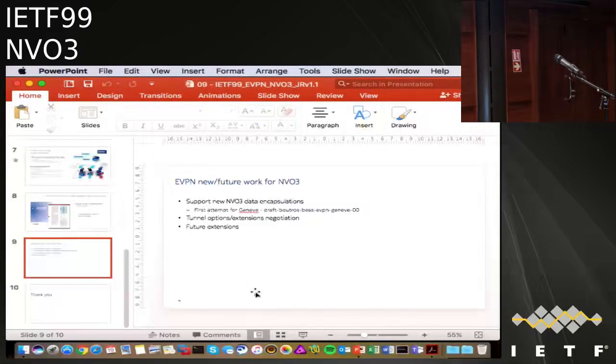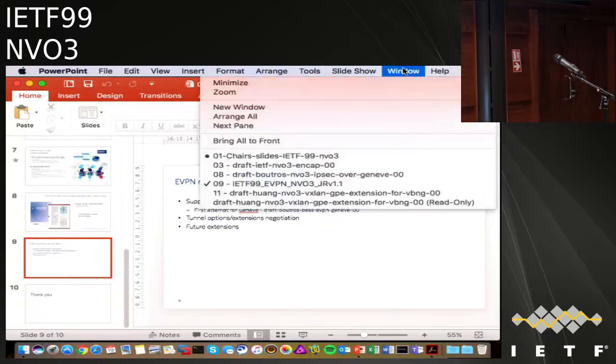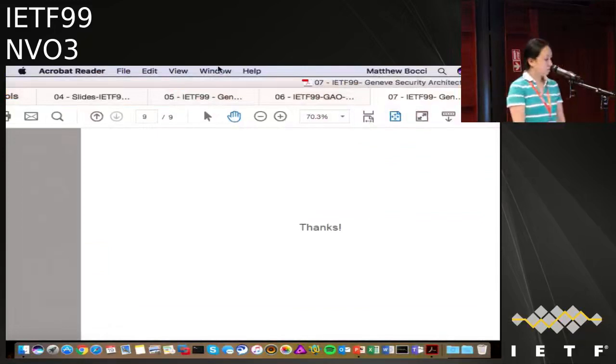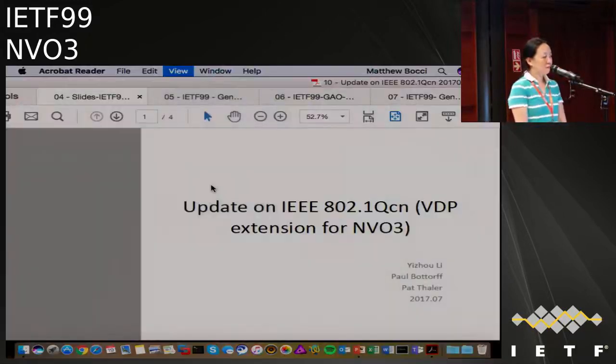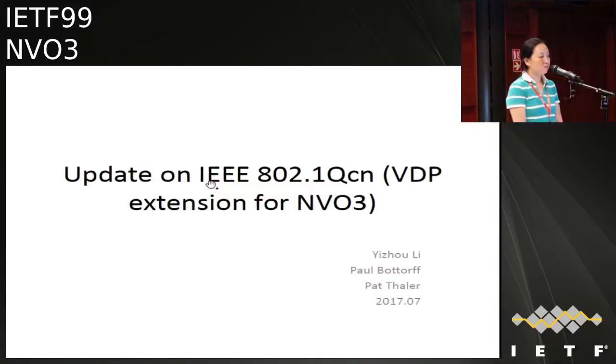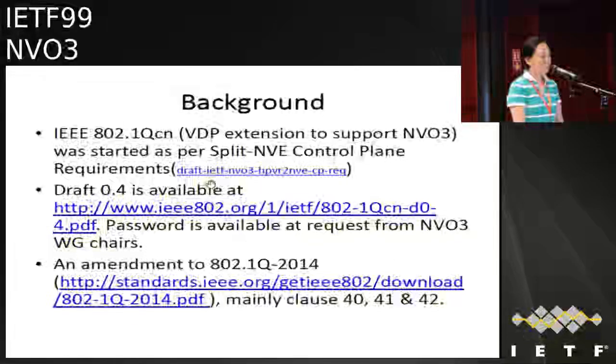Okay, so next is the 802.1 QCN update. Okay, this is Yizhou. I'm going to give a quick update on this IEEE 802.1 QCN, which is the VDP extension for NVO3 as per the requirement document from the NVO3 working group. Next slide. This is the background. We started this project as per the split NVE control plane requirement document, and draft 0.4 is available at this link, and the password is available.